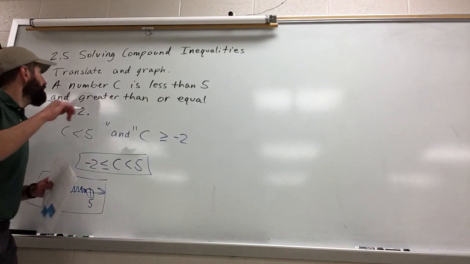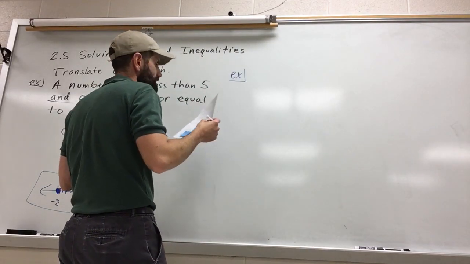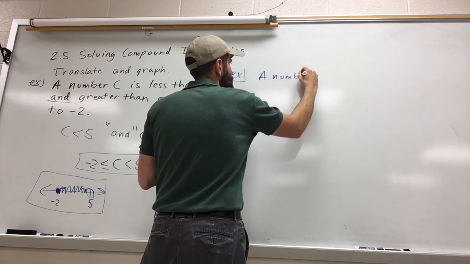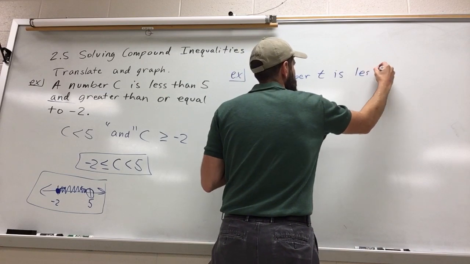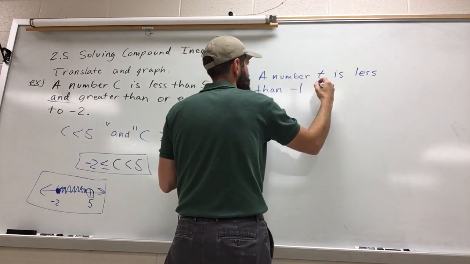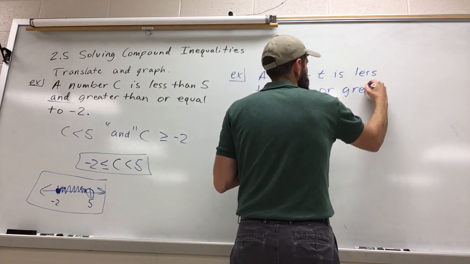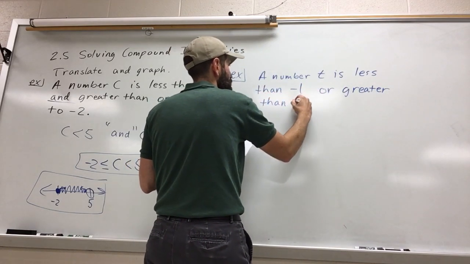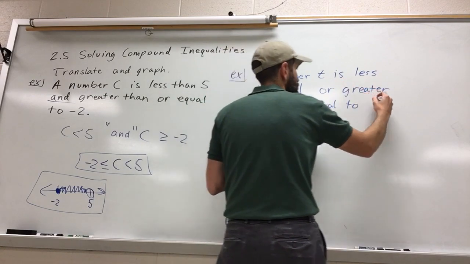All right, another type could be like so. Still translate and graph, but we've got a number T. A number T is less than -1 or greater than or equal to 4.